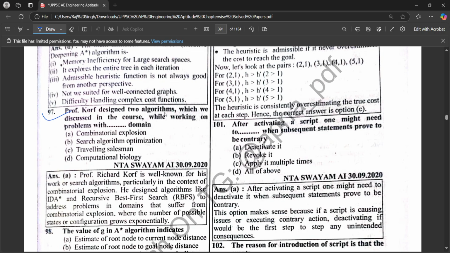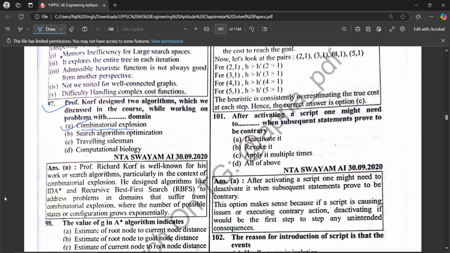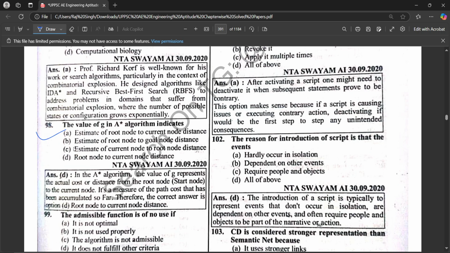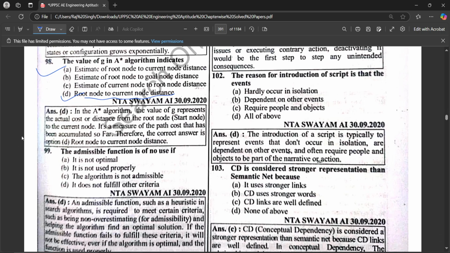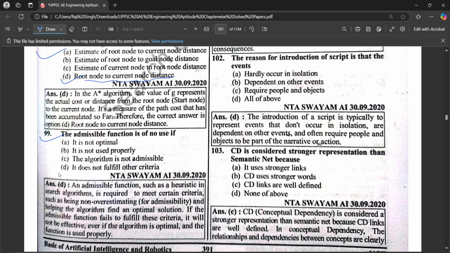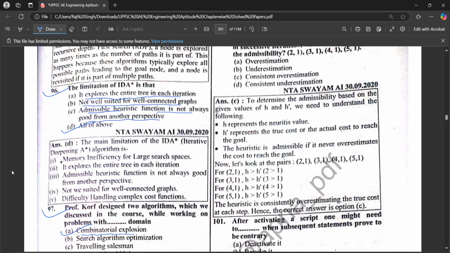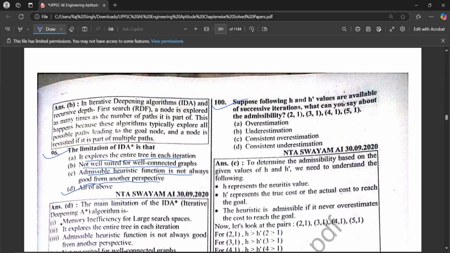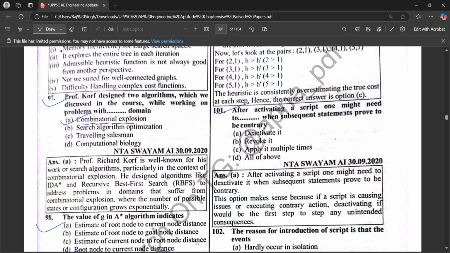Professor Crook designed two algorithms which are discussed in the course while working on problems with a dash domain, which is combinatorial explosion. The value of g in the algorithm indicates the root node to current node distance. The admissible function is of no use if it does not fulfill other criteria. Suppose the following H and S dash values are available of successive iterations. What can you say about the admissibility? It is consistent overestimation. After activating a split, one might need dash to when subsequent statements prove to be counter deactivated.